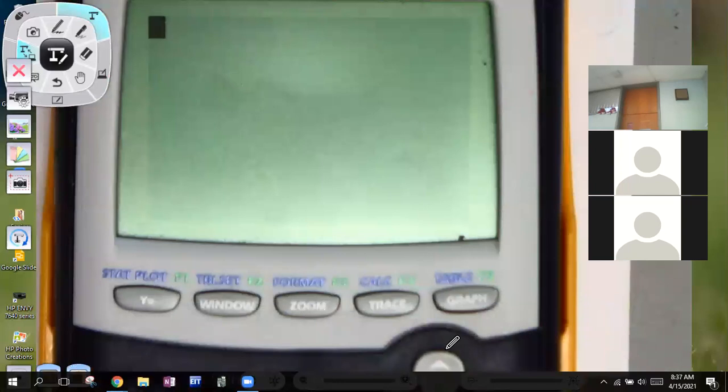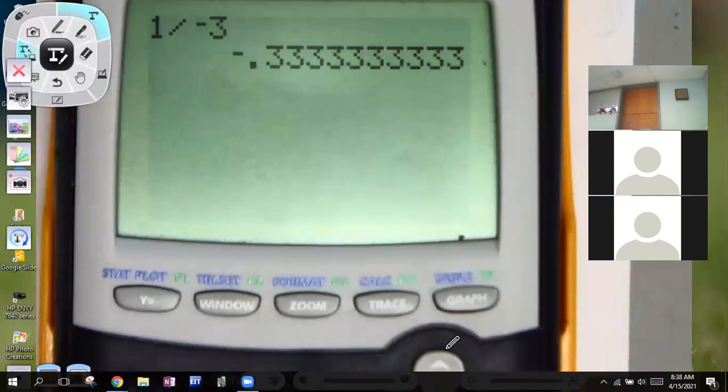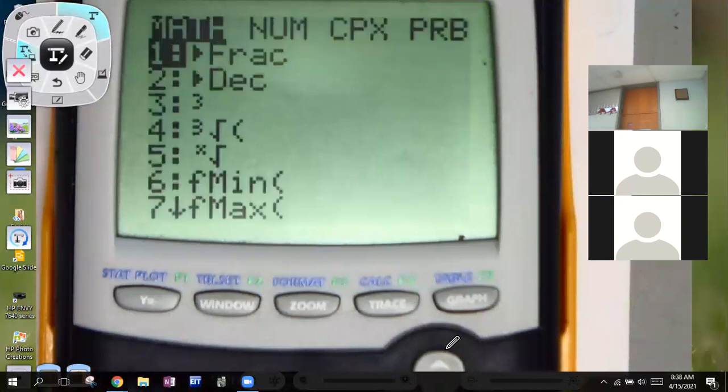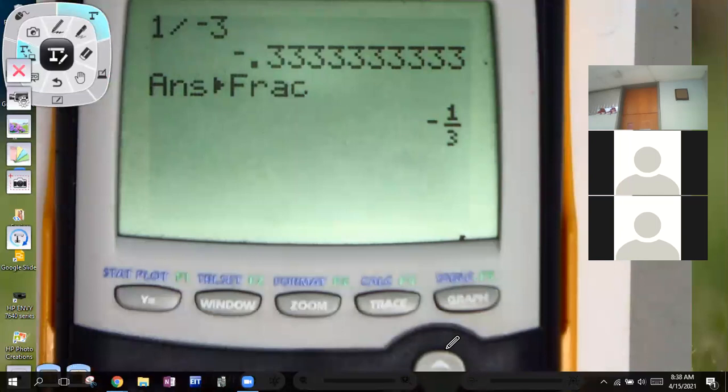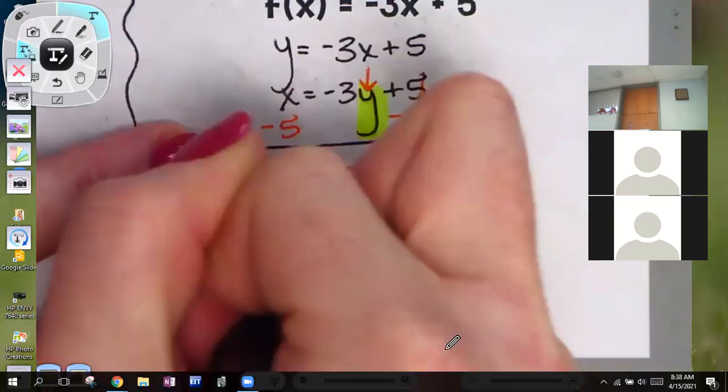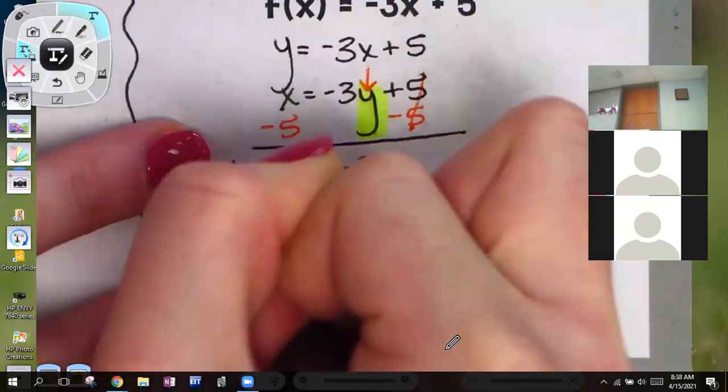1 divided by negative 3, but we don't want it as a decimal. We want it as a fraction. So how do I do that? Math, fraction. It's 1/3, isn't it? Negative 1/3. Negative 1/3, and then I have to bring down my variable.